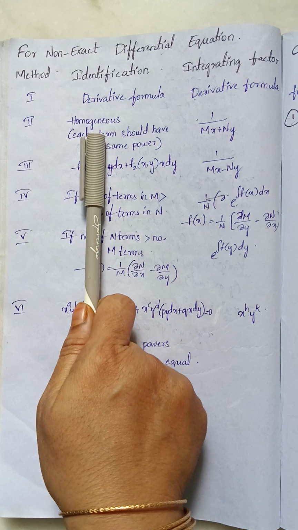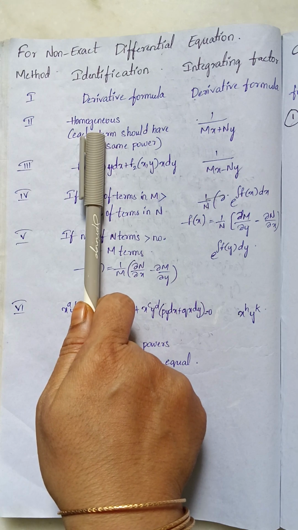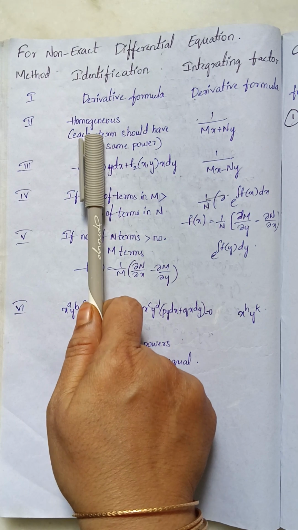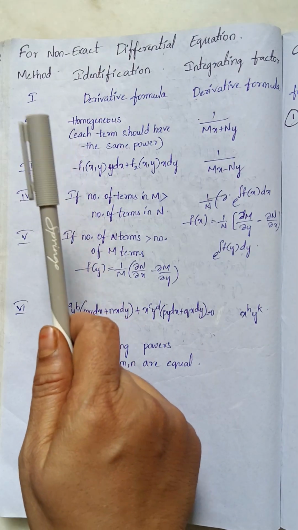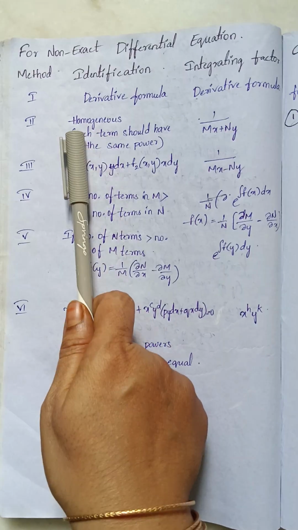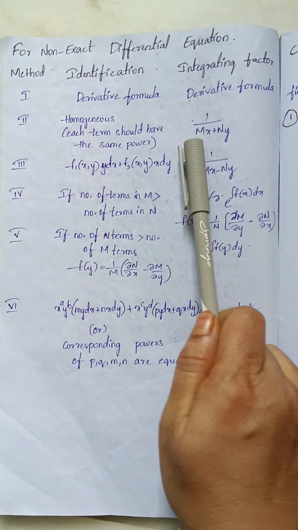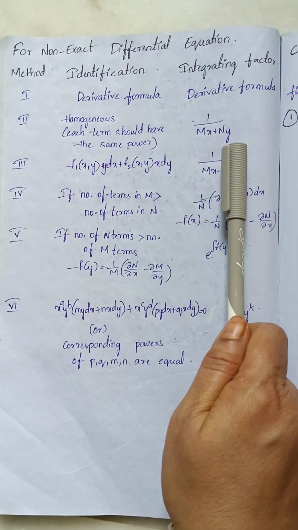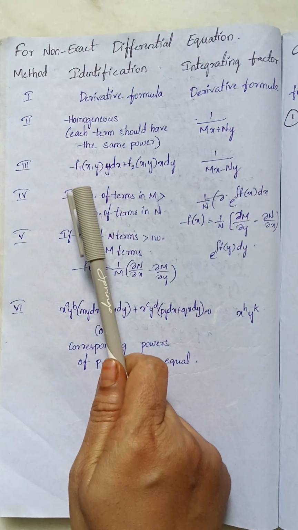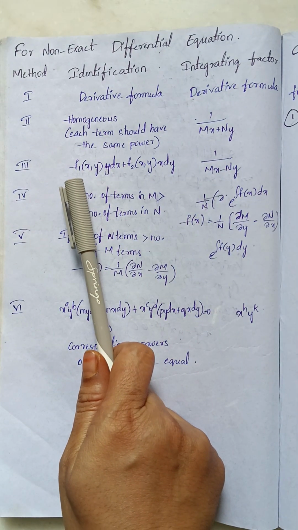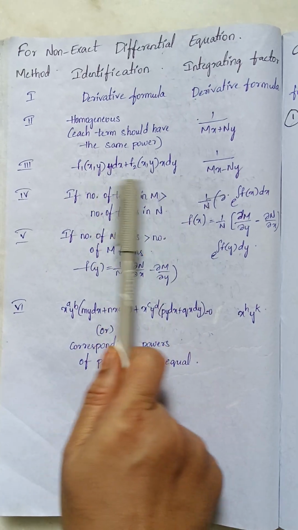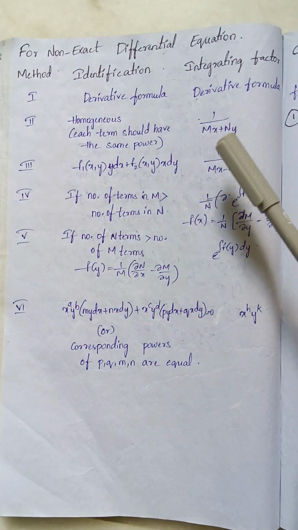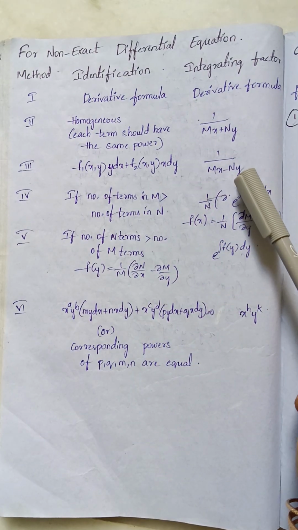And suppose the question is a homogeneous non-exact differential equation. Homogeneous means every term has the same degree. In that case we take the integrating factor as 1 by mx plus ny. Similarly, suppose the question is in the form of a function of xy into y dx plus another function into x dy. Suppose this form is given, then the integrating factor will be 1 by mx minus ny.